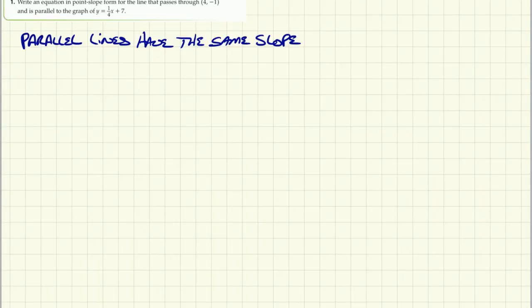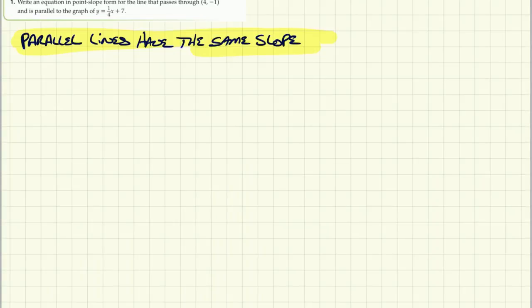Once I have the slope and once I have a point on the new line, then I can go ahead and figure out the equation for that new line, for that parallel line. So again, this is all we have to remember. Parallel lines have the same slope. All right, so let's figure out this problem.